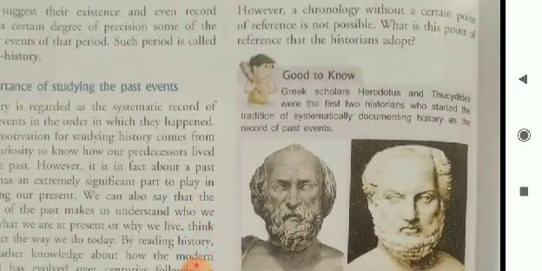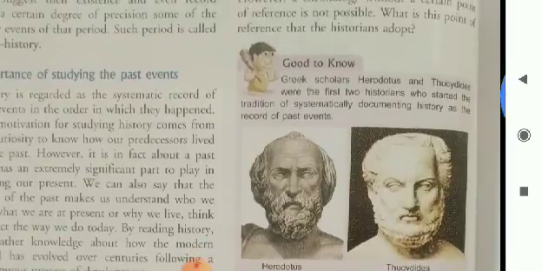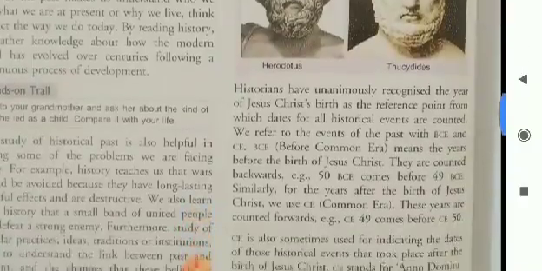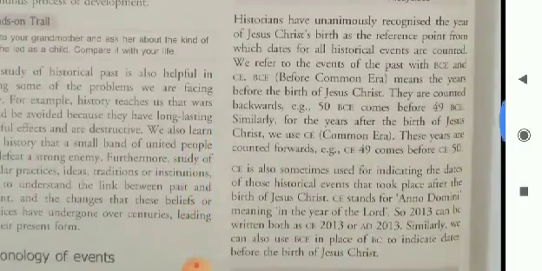However, a chronology without a certain point of reference is not possible. What is this point of reference that the historians adopt? Historians have unanimously recognized the year of Jesus Christ's birth as the reference point from which dates for all historical events are counted.